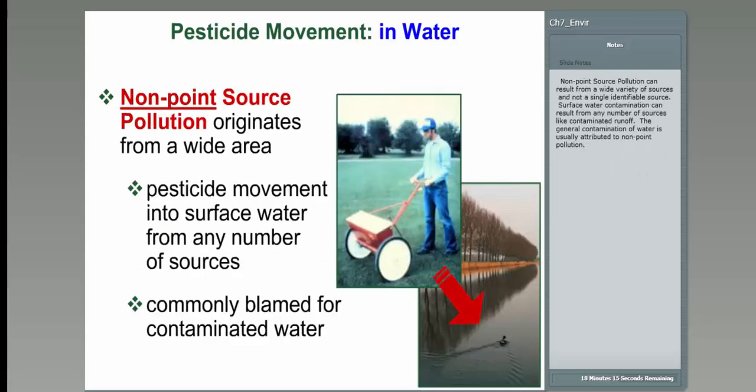Non-point source pollution can result from a wide variety of sources and not a single identifiable source. Surface water contamination can result from any number of sources, like contaminated runoff. The general contamination of water is usually attributed to non-point pollution.